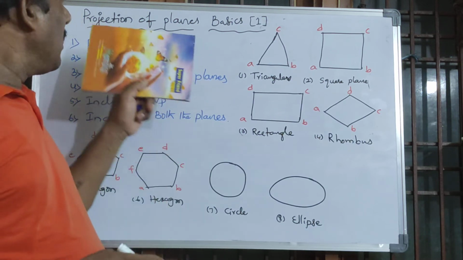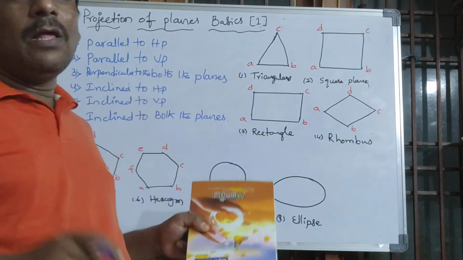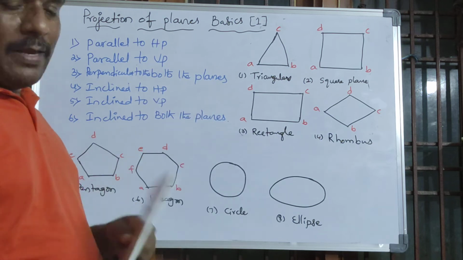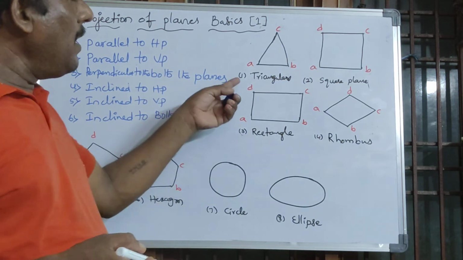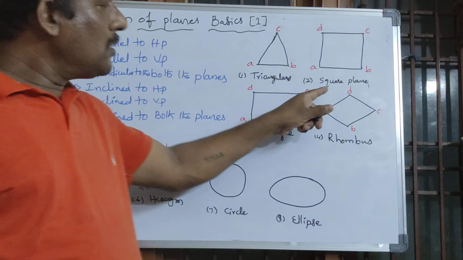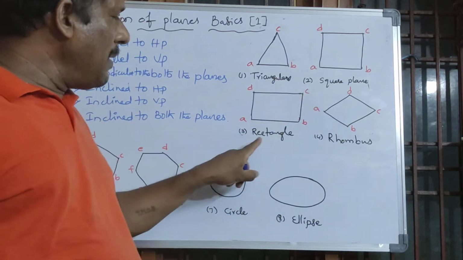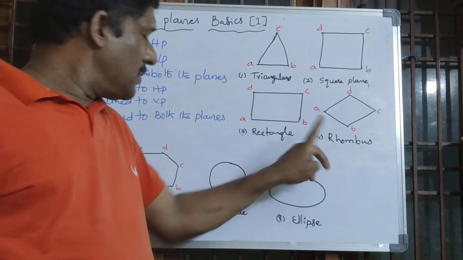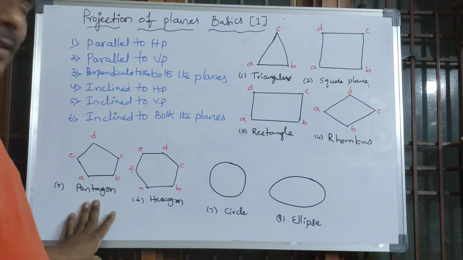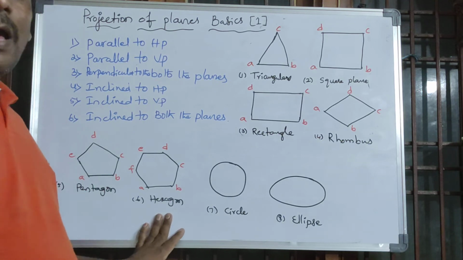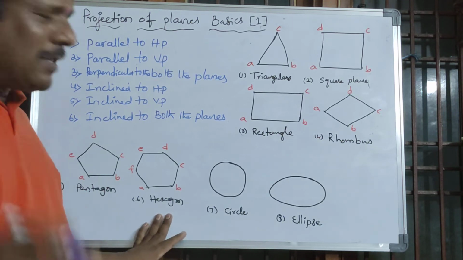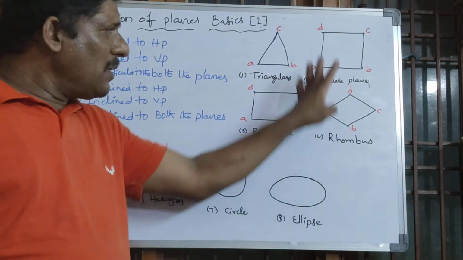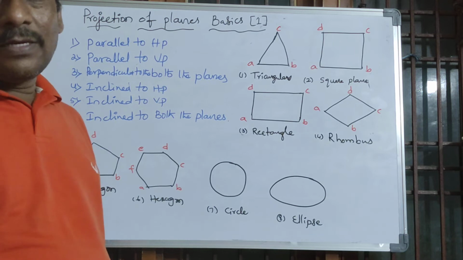Okay, so we are discussing planes. In planes, we are neglecting thickness. It may be a triangular plane, or a square plane, or a rectangular plane, or a rhombus, or a pentagonal plane, hexagonal plane, or we can go for heptagonal plane, octagonal plane, like that we can go, and circle and ellipse. These are a few examples of planes.